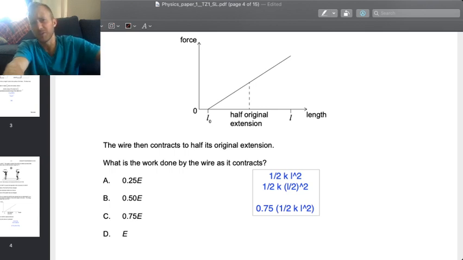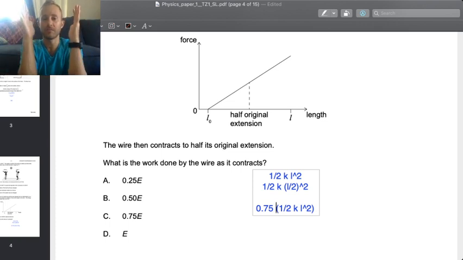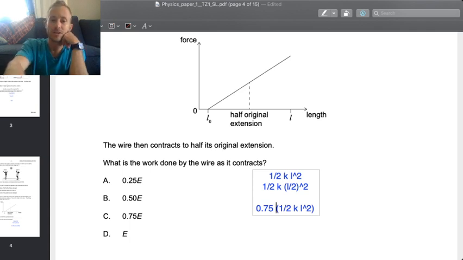So this is very similar to the last problem we did, actually. Now the change in potential energy of the wire is going to be equal to the work that it did. Okay, so it's going to be 0.75, which would be C.